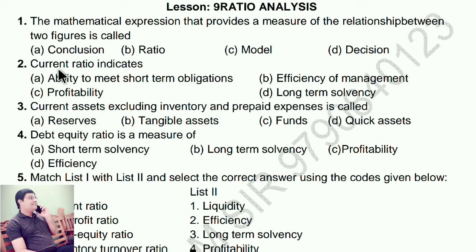Second question, current ratio indicates the ability to meet short-term obligations. These are all very short answers, and they carry one mark. Current ratio indicates the ability to meet short-term obligations.